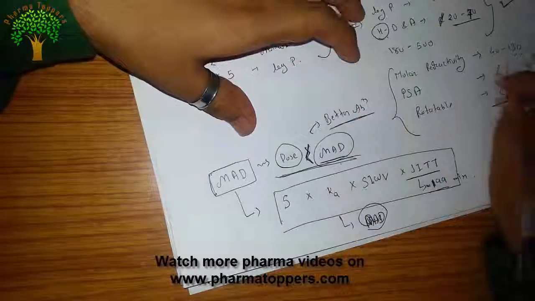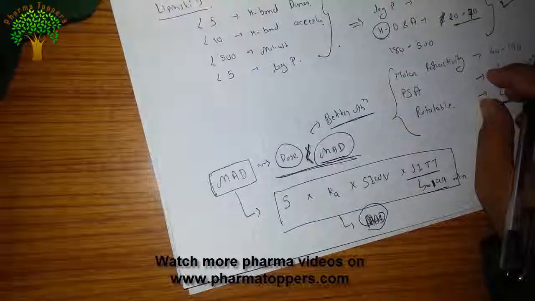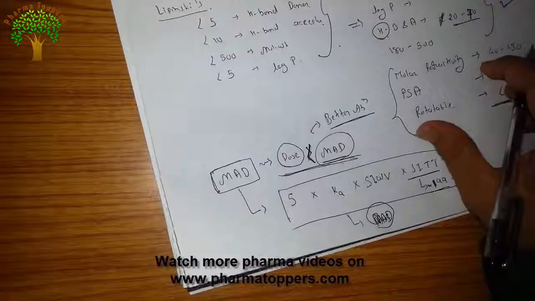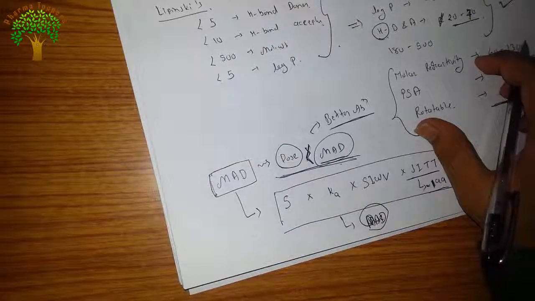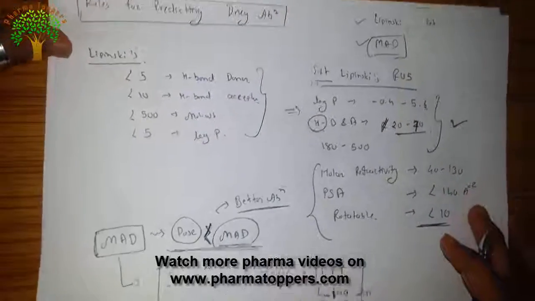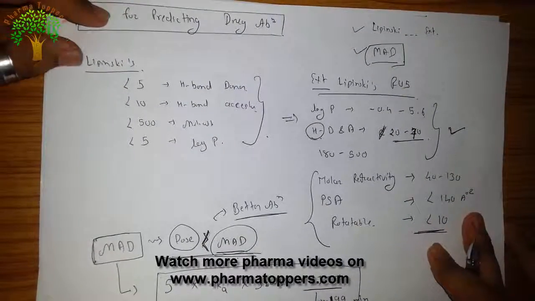There are certain rules, the MDR-like rule and others, which I have not explained here. You can look those up, but these are the two most extensively used rules for checking the absorption status of a drug molecule before giving it in vivo.